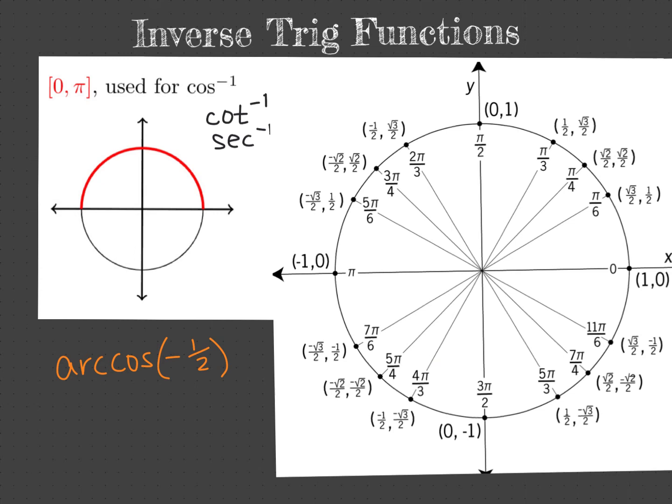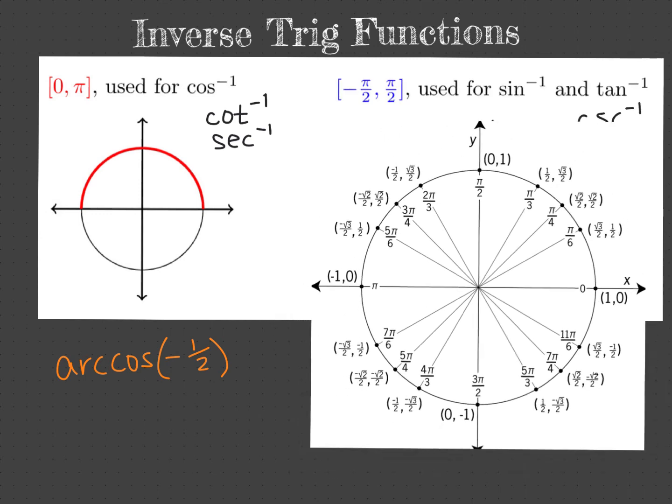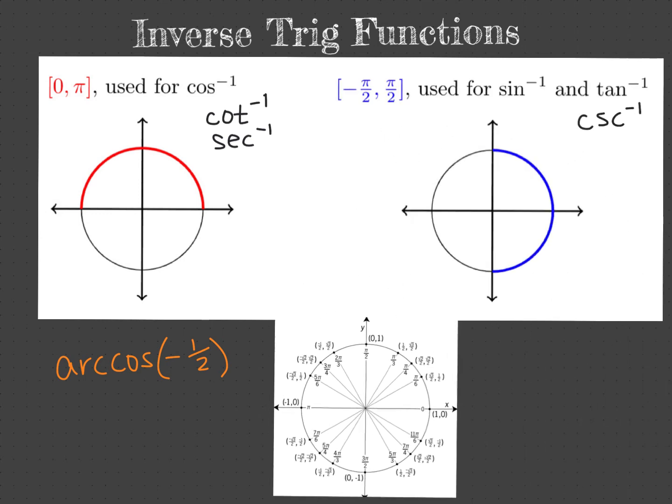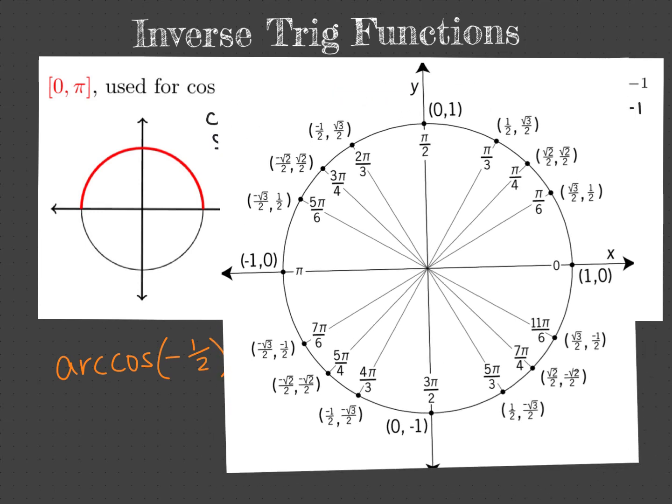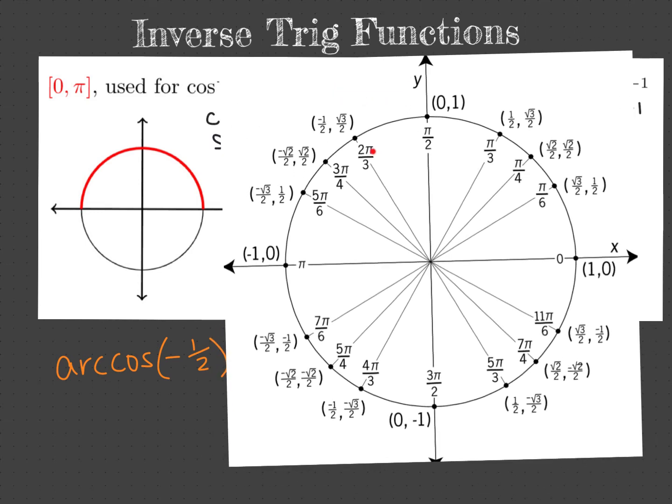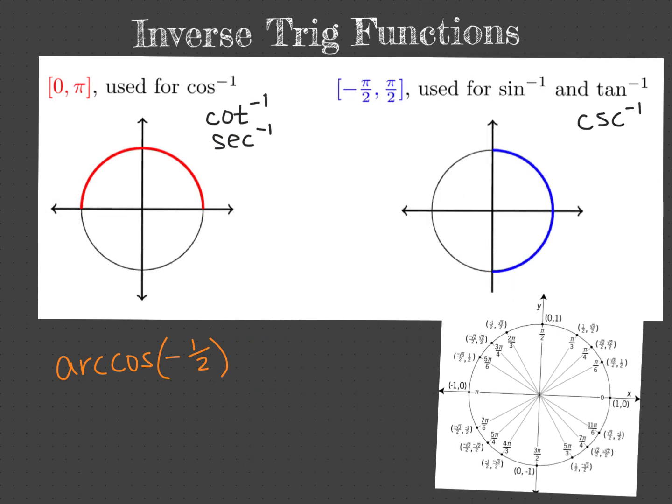Well, our output is our range. Let's take a look at this nifty thing that we just drew out, hopefully in our notes. For arccosine, our outputs, our ranges, our answers can only be in quadrants 1 and 2. So, which answer is it going to be? 2 pi over 3 or 4 pi over 3? It's got to be 2 pi over 3. And that is how we decide what the answer to arccosine of -1/2 is. It's 2 pi over 3.